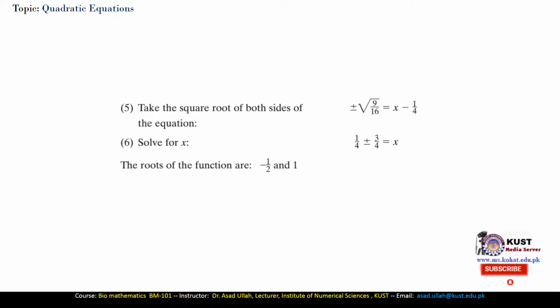Now to find the solution of the given quadratic equation, we take square root on both sides, which gives x minus 1 over 4 is equal to plus minus square root of 9 by 16. Now shifting minus 1 over 4 to the right side and taking the square root, we get 1 over 4 plus minus 3 by 4 is equal to x. First we add these two terms, we get 1. And after subtracting, we get minus 1 over 2. So the two roots of the given quadratic equation are minus 1 over 2 and 1.